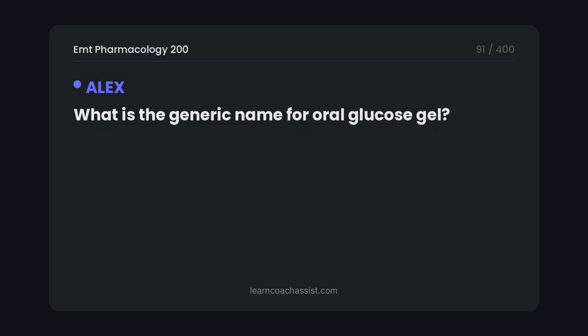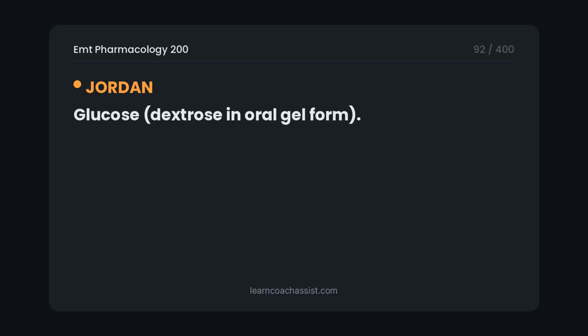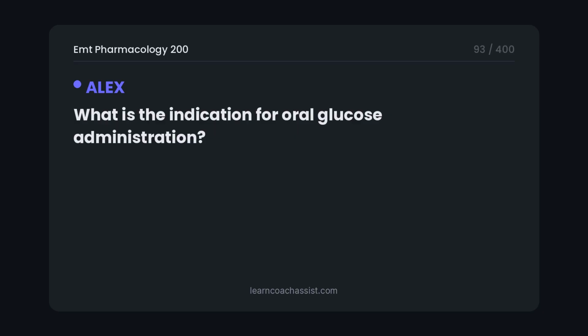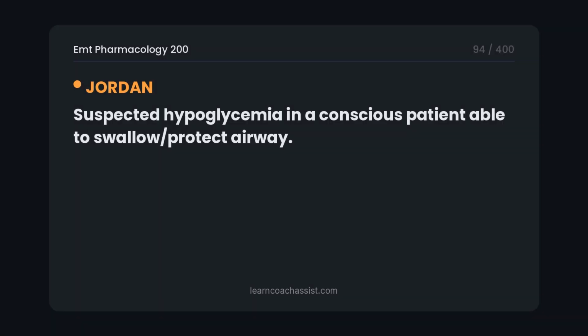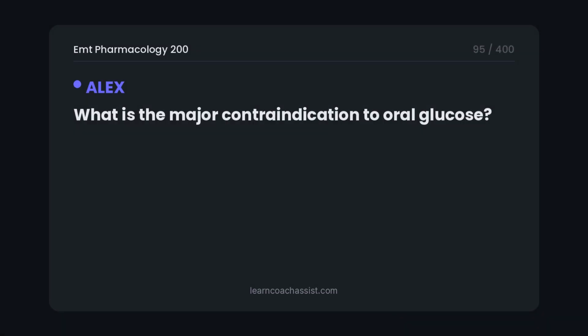What is the generic name for oral glucose gel? Glucose, dextrose in oral gel form. What is the indication for oral glucose administration? Suspected hypoglycemia in a conscious patient able to swallow/protect airway. What is the major contraindication to oral glucose?